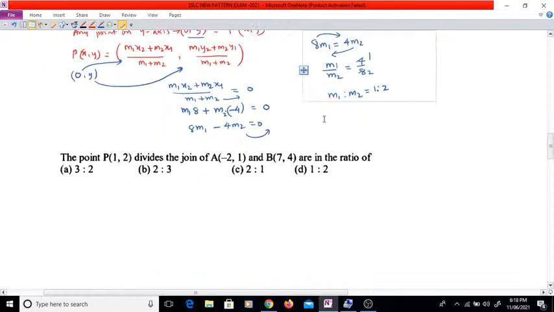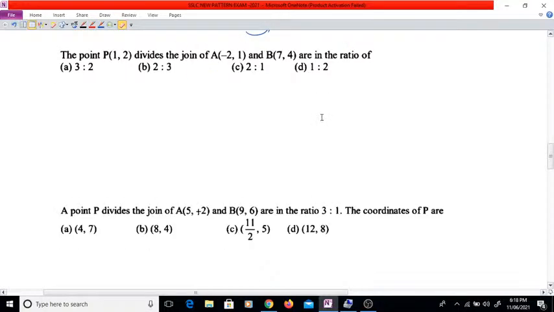So next question: the point P (1, 2), this is P of x, y, now divides the join of A (minus 2, 1) and B (7, 4) in what ratio? So again we have to find the ratio here. The point is given, that is, the dividing point is P (1, 2).